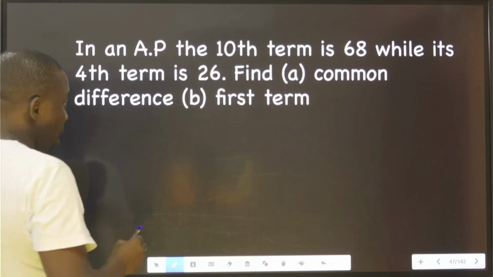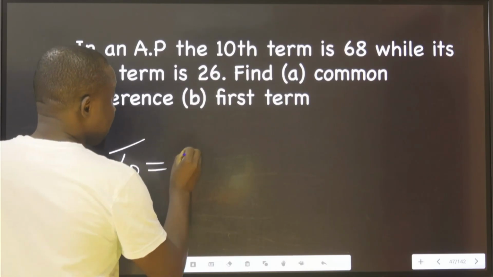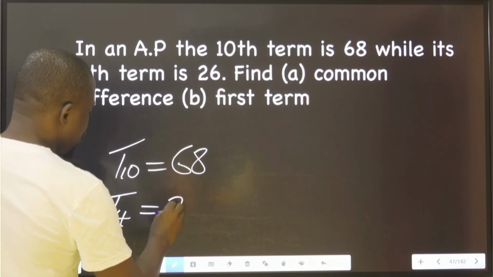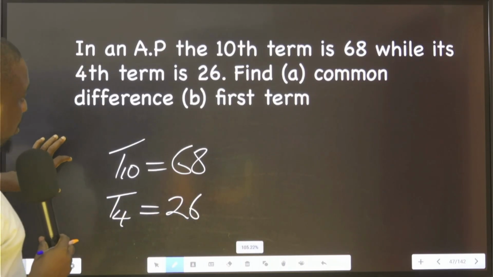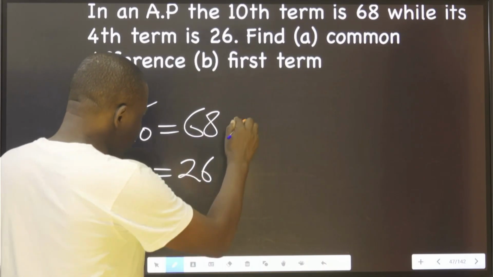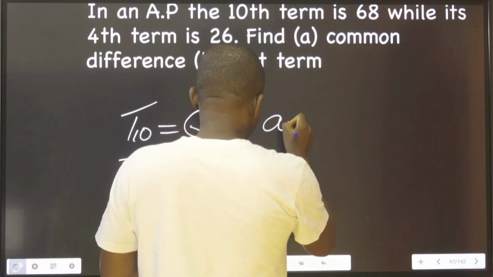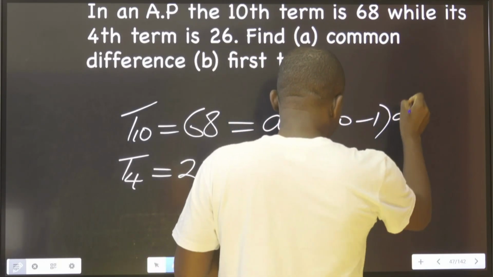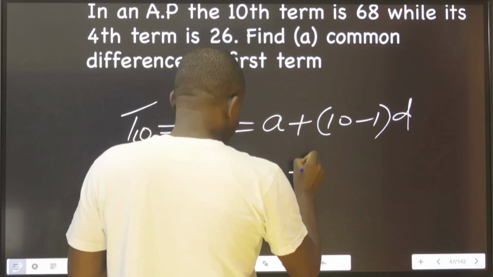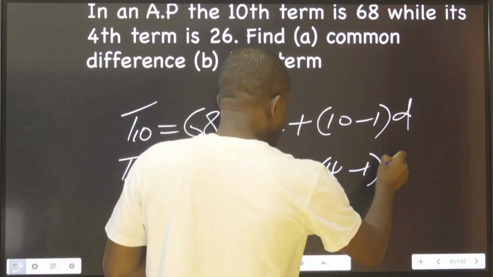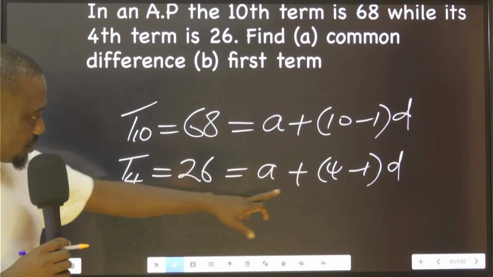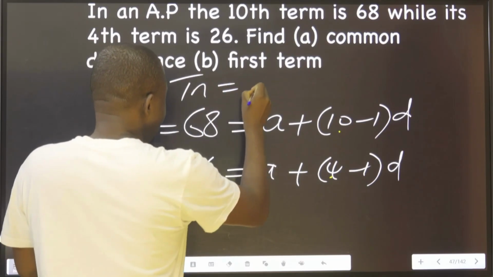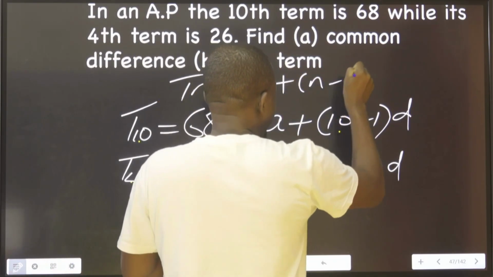The 10th term is 68, and the fourth term is 26. Nothing else is given to us, so to work this further, we use the formula: the nth term equals A plus N minus 1 times D. For the 10th term, N is 10, so A plus 10 minus 1 D. We don't know D. The same thing with the fourth term: A plus 4 minus 1 D. We don't know D.